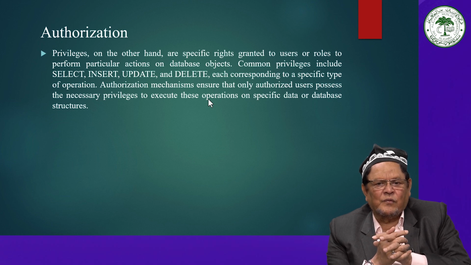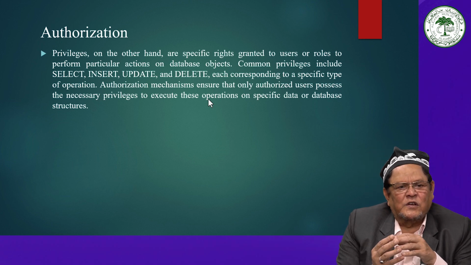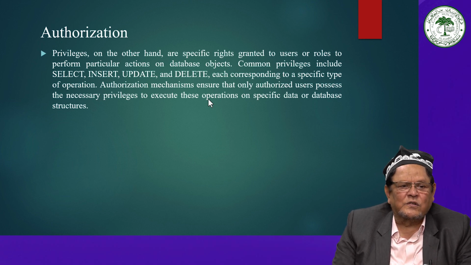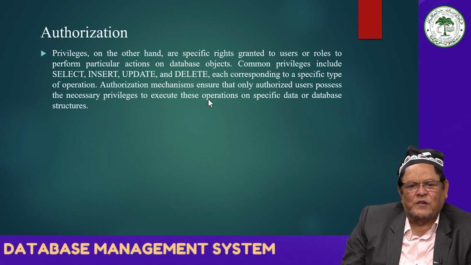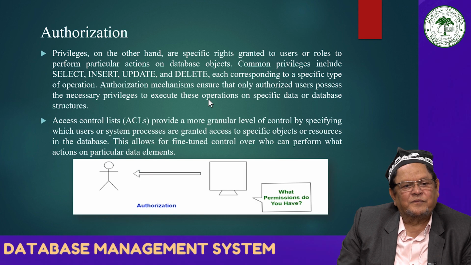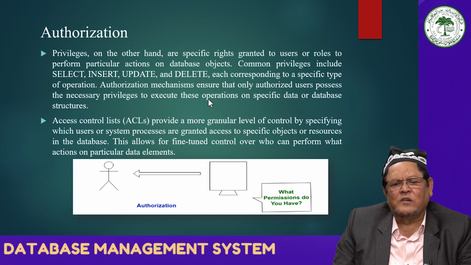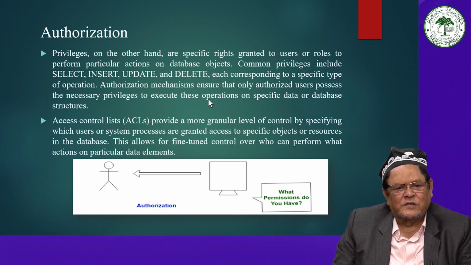Each goes to a specific type of operation. Authorization mechanisms ensure that only authorized users possess the necessary privileges to execute these operations on specified data or database structures. Access control lists provide a more granular level of control by specifying which users or system processes are granted access to a specific object or resource in the database.